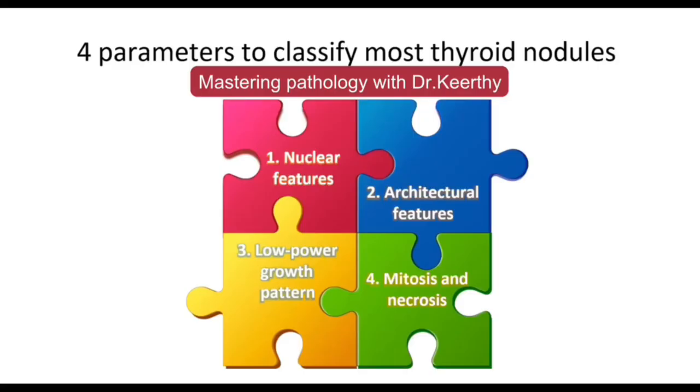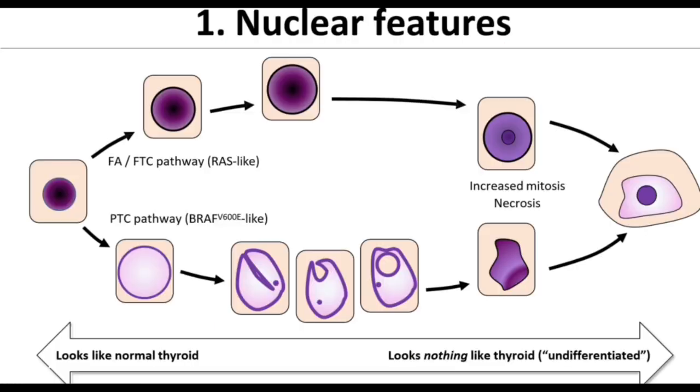Use a 4-pattern approach. First, look for nuclear features, then architectural features, low-grade growth pattern, mitosis, and necrosis. This is how you approach any slide given to you, such as a thyroid slide.